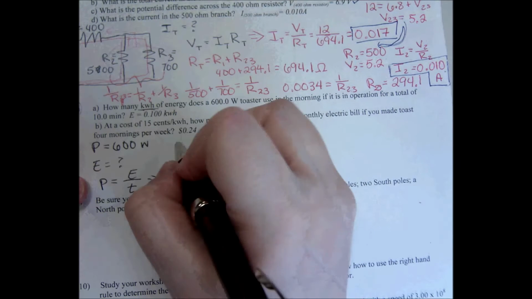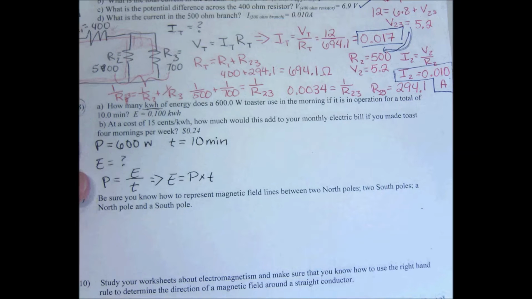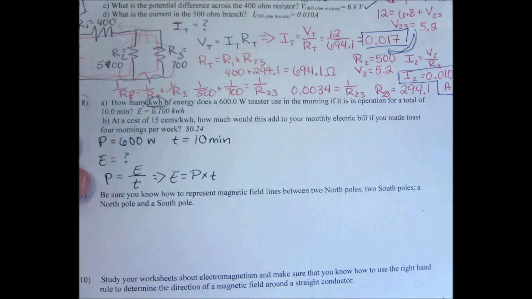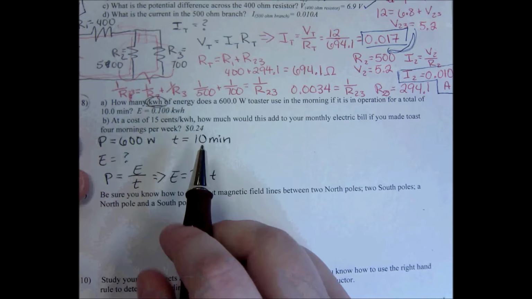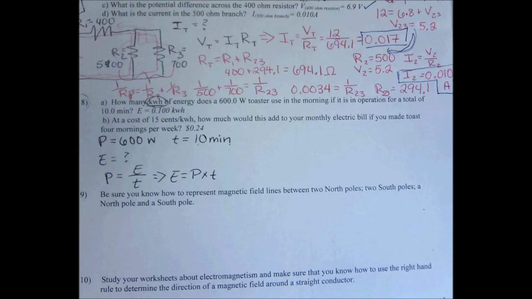However, the time they have given us is in minutes. We don't ever want minutes. Usually we want seconds, but because they have asked us for the answer in kilowatt hours, we're actually going to go to hours. So to go from minutes to hours, you would divide.